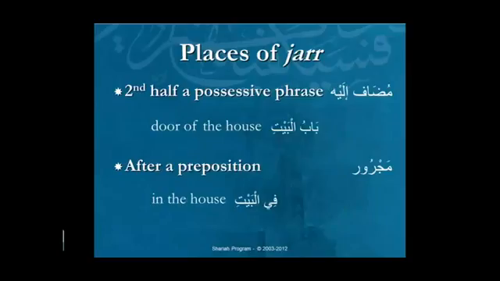Let's begin with jar. On the screen, you see the two places of jar, and there's no third place. The only other place in the language, besides the second half of the possessive, where a word would be considered in the state of jar and have a kasra on the last letter, is coming after a preposition. And the example is there, fil bayti, in the house. The prepositions are numbered; we know what they are. Fi is one of them, min is one of them, ala is one of them, lam is one of them. Any ism that follows a preposition will be in the state of jar, and jar does not happen anywhere else.